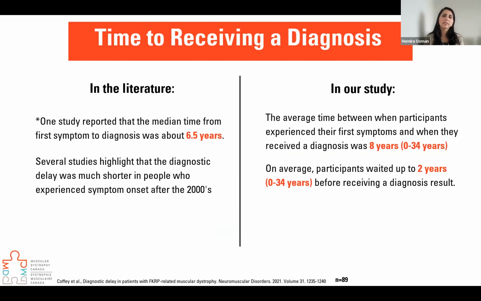So now let's really focus on this concept around time to diagnosis. In our study, we asked, okay, from the time of that first symptom to the time where you received a confirmed diagnosis of limb-girdle, how many months, how many days, how many years passed by? On average, 8 years. With upwards of 34 years. People waited 34 years with either a misdiagnosis or no diagnosis until they received that LGMD diagnosis. And sometimes participants waited up to 2 years before receiving that diagnostic result. In the literature, this is often reported about 6.5 years from the time of first symptom to diagnosis.